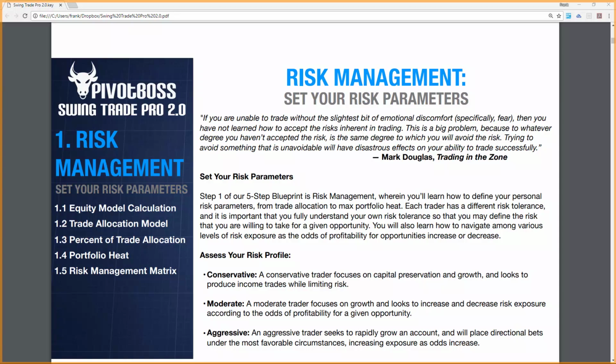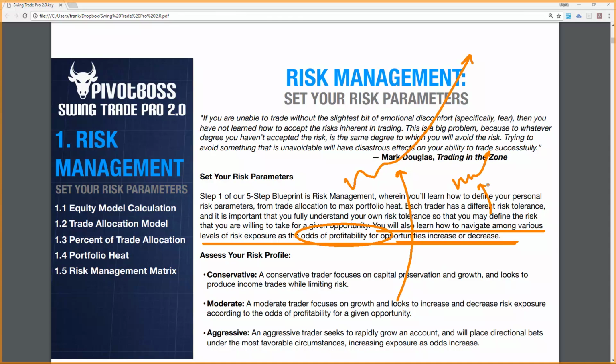You will also learn how to navigate among various levels of risk exposure as the odds of profitability for opportunities increase or decrease. If you're someone taking notes, if you've printed out the PDF here and you're taking notes along the way, this is very, very important. Which means if you have great odds that something's about to go up, then you can increase your level of risk exposure. If you have poor odds that something's about to go up, then perhaps you may not enter that position, or you may enter it with a bit less risk exposure.